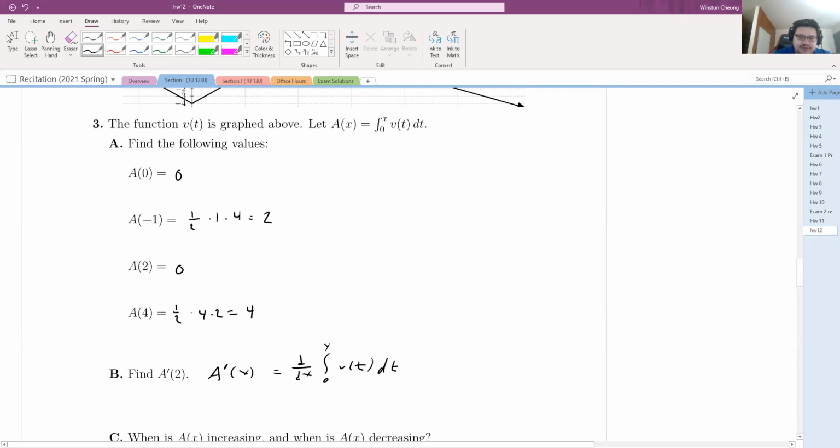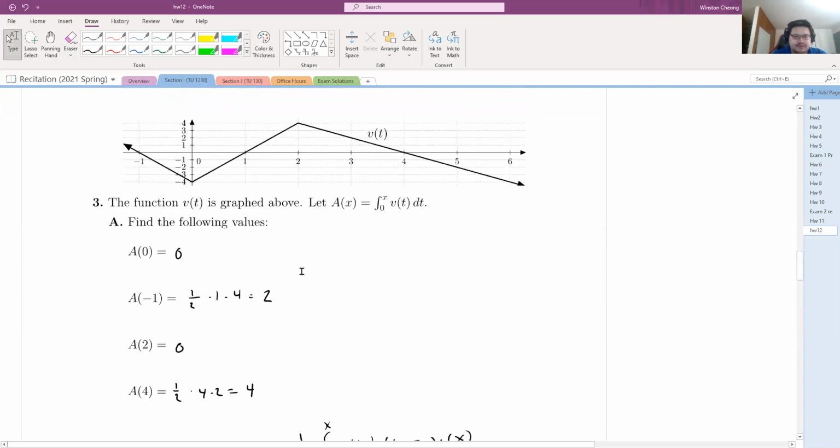Which is exactly the format for FTC part 1. And so we know that the derivative and integral will cancel each other. We get v of x. So A prime of x is the function v of x. And so you just now plug in 2. So A prime of 2, or yeah, v of 2. And so now we can just look at the graph and see what that gives us. That gives us 4.